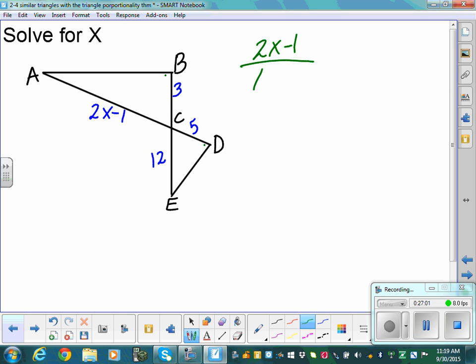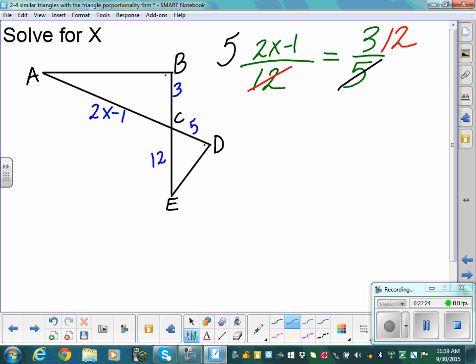12. So 2x minus 1 over 12 is equal to... I was on this triangle, I've got to stay consistent, so 3 over 5. Then we'll cross multiply and solve for x. I'm going to multiply both sides by 5, but it divides out over here. I'm going to multiply both sides by 12, but it's going to divide out over here.